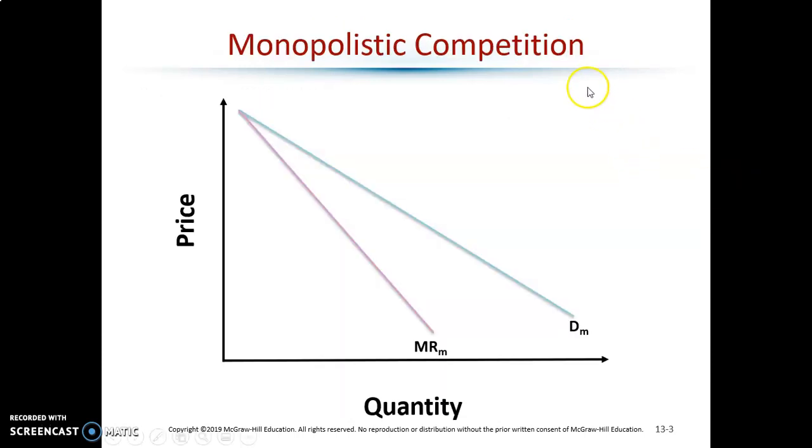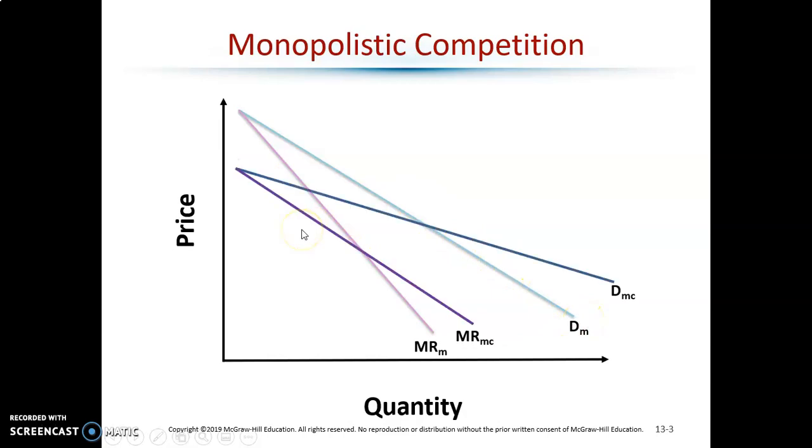So remember the monopolist, this is the market demand curve. And of course, the marginal revenue curve is down there. This is what the perceived demand curve looks like for the monopolistic competitor. This here is still the market demand curve, but this is the curve that the monopolistic competitor sees. For the monopolist, you're the only firm in town. This is your demand curve.